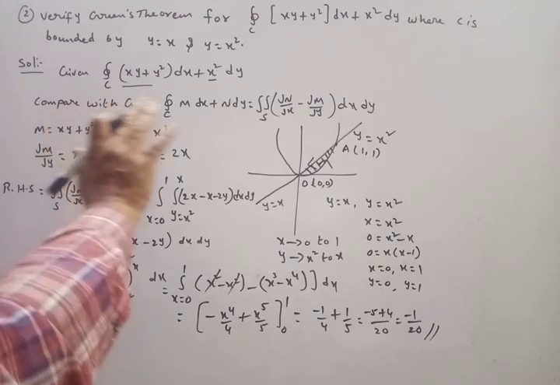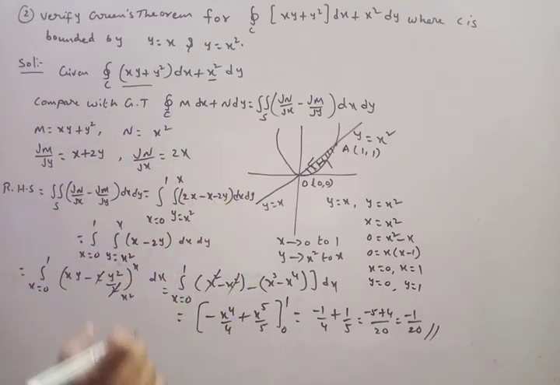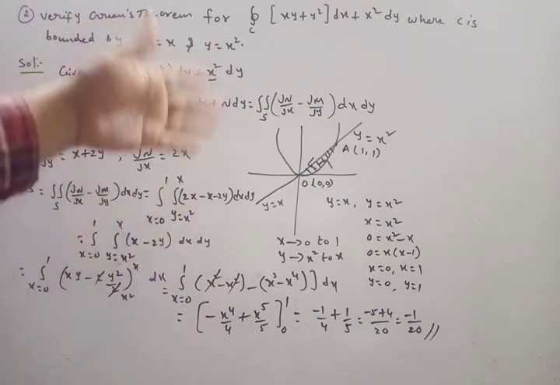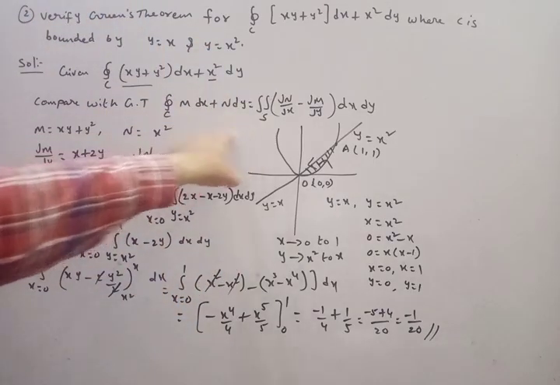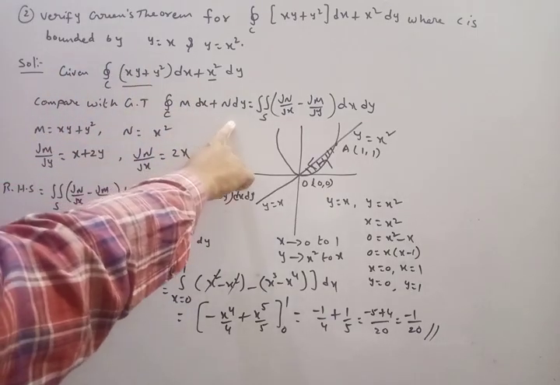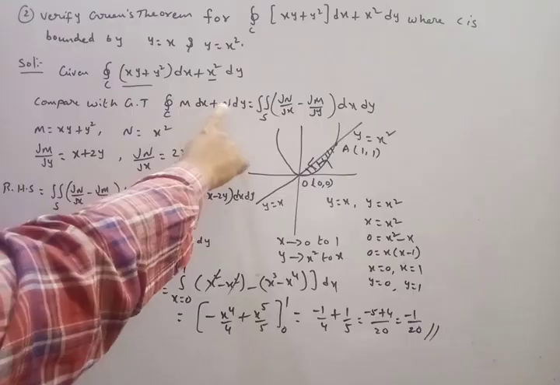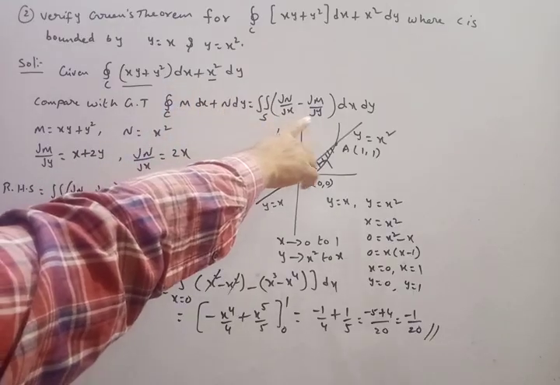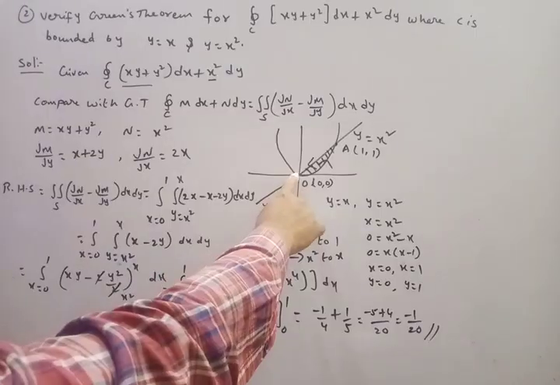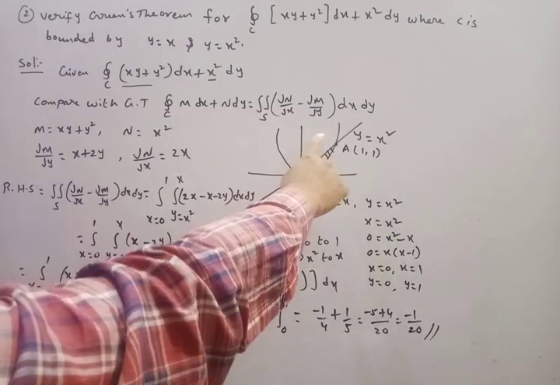So if he asks you for 7 marks, that means half of the bit, then solve till here. If he asks you for verify, then you have to go for the left hand side part also. Understand? So what we did here: first compare the given with Green's theorem, calculate M and N, then find dou N by dou x, dou M by dou y. So limits we calculated from here. So now we have to find this area.